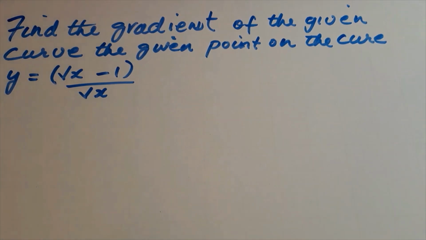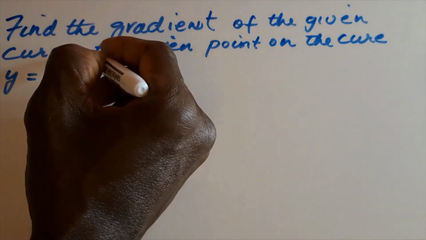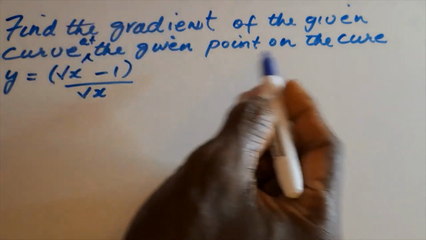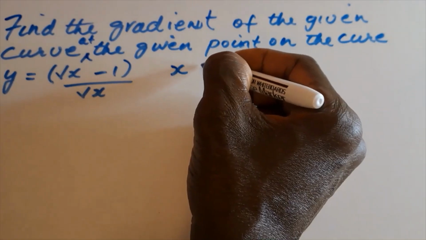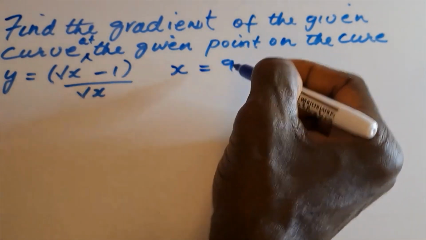Hi. We need to find the gradient of the given curve, and this is it. y is equal to root x minus 1 over root x at the given point on the curve, and that's when x is equal to 9.